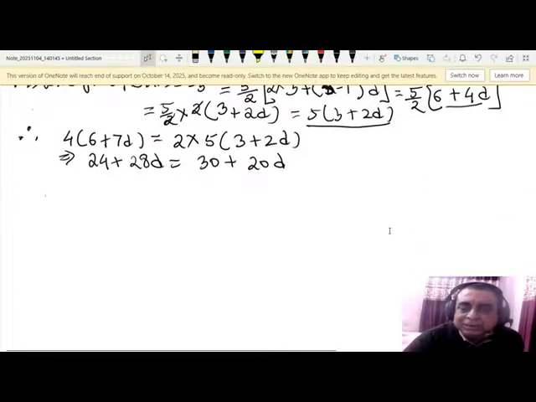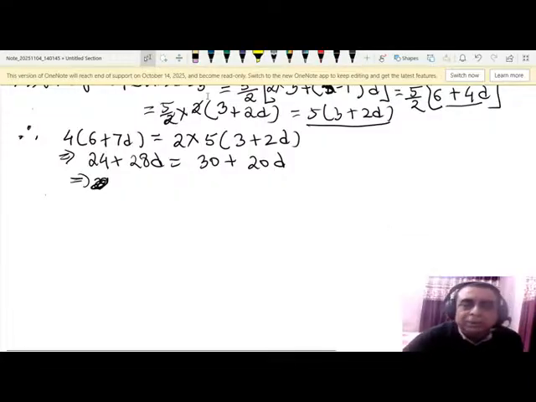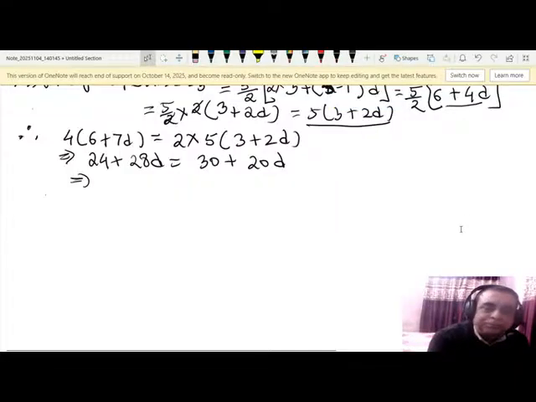Now bring the d terms to the left. So we are moving the d terms to the left and the constant terms to the right. Now what you will do, you bring the d terms to the left of the equal sign. So 28d minus 20d is equal to 30, and 24 I am moving to the right.